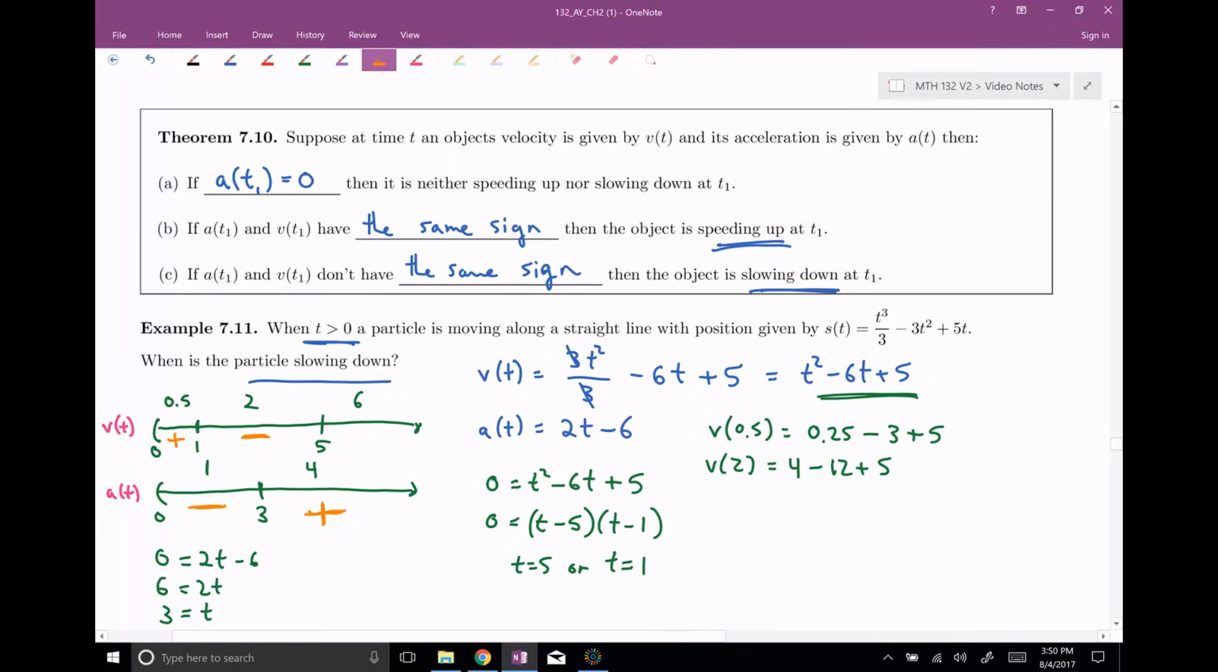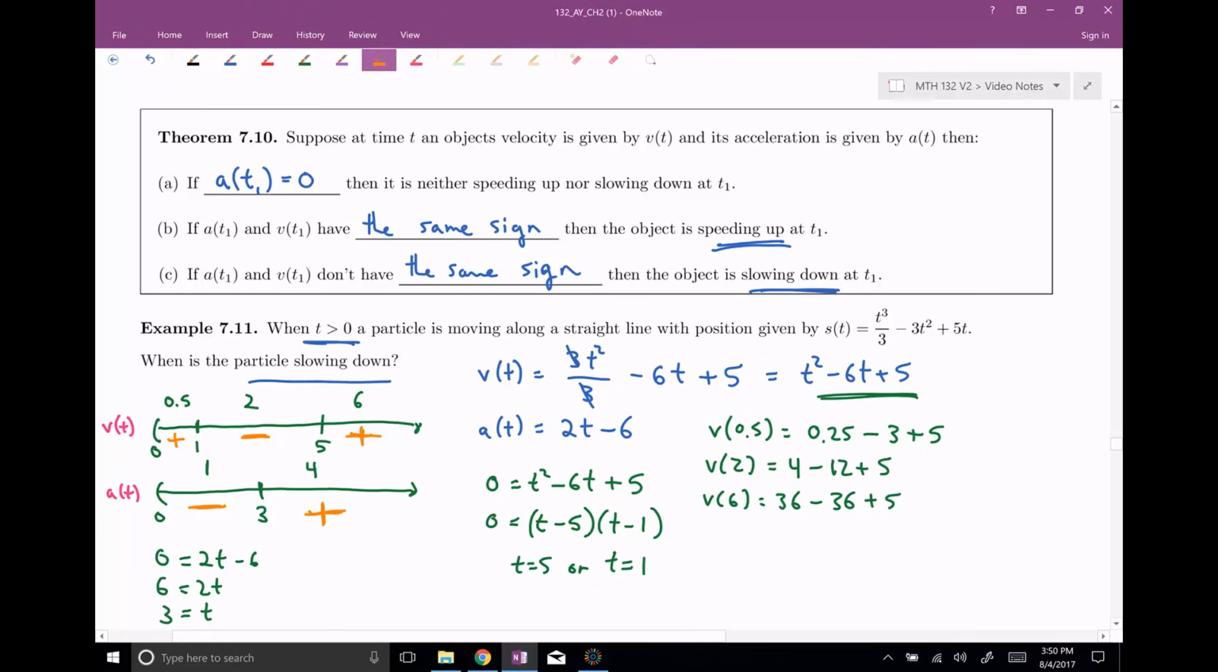And then finally 5 and bigger, I chose the test point 6, but you could choose 10, a million, whatever. Right? So the velocity at 6, we're going to have 36 minus 36 plus 5. So that's going to be positive.